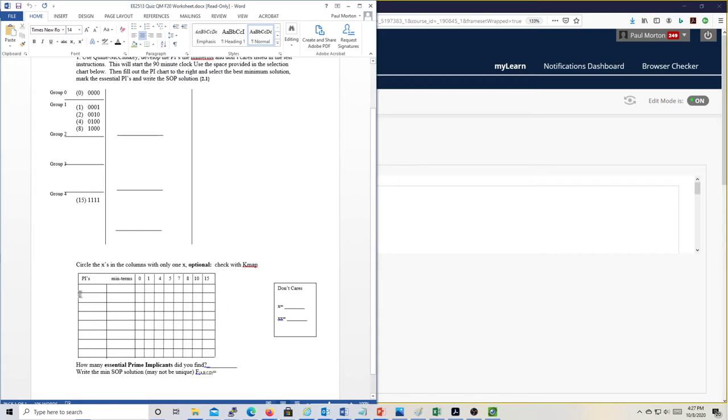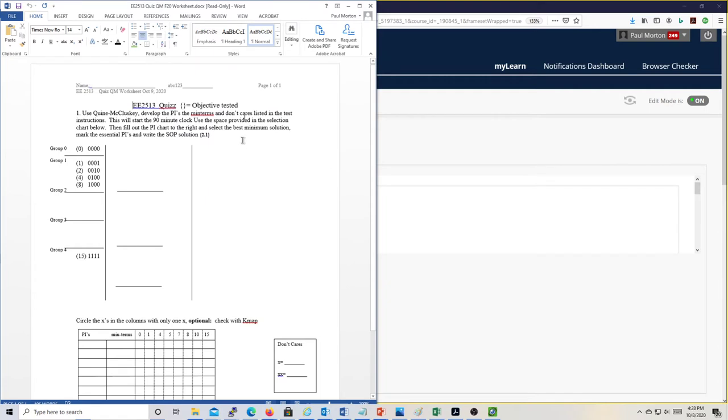And then you check all the minterms for each of these prime implicants that are covered with the prime implicant. Now you'll notice that there will be don't cares. I've kind of helped you out a little bit. Remember, you do not put the don't cares at the top here, okay? Just the required minterms.